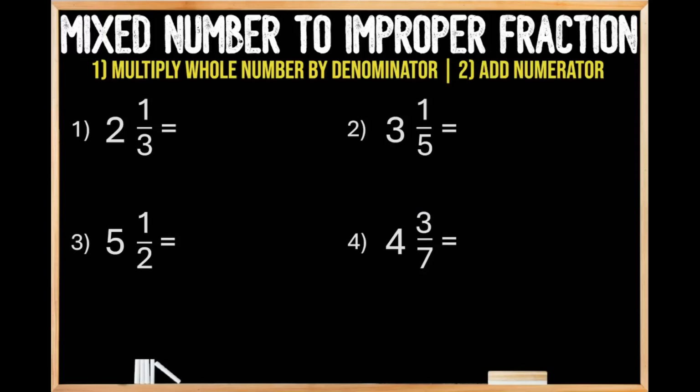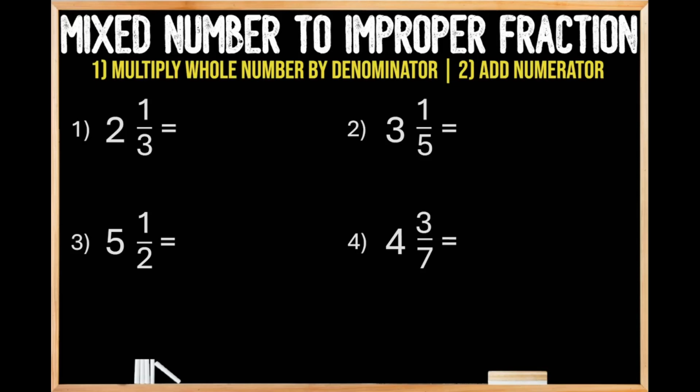Today we're going to be looking at how to convert mixed numbers to improper fractions. We have a couple of examples that we're going to work through together here, so let's get started. For question number 1, we're being asked to convert the mixed number of 2 and 1/3 to an improper fraction.